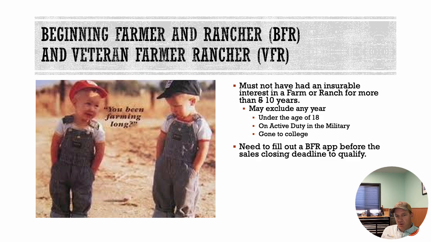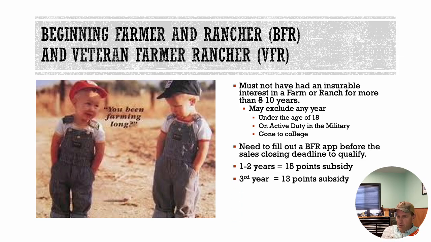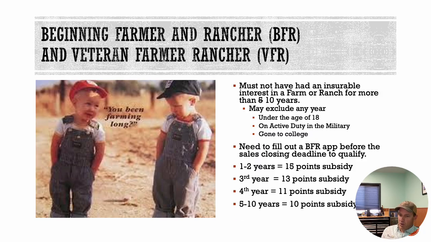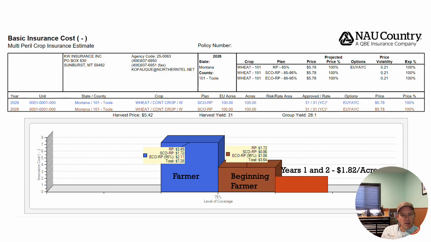You need to fill out an app before this deadline to qualify, but for the first 2 years, you get an additional 15 points of premium subsidy. So for SEO and ECO or enterprise units, if the government's already paying 80% of your premium, now they pay 95% of your premium if you're a beginning farmer. So huge discount. Third year, it goes to 13 points extra subsidy. Fourth year, 11, and then they get 5 more years after that of an extra 10 points of subsidy, or half the premium of what a traditional farmer would pay.